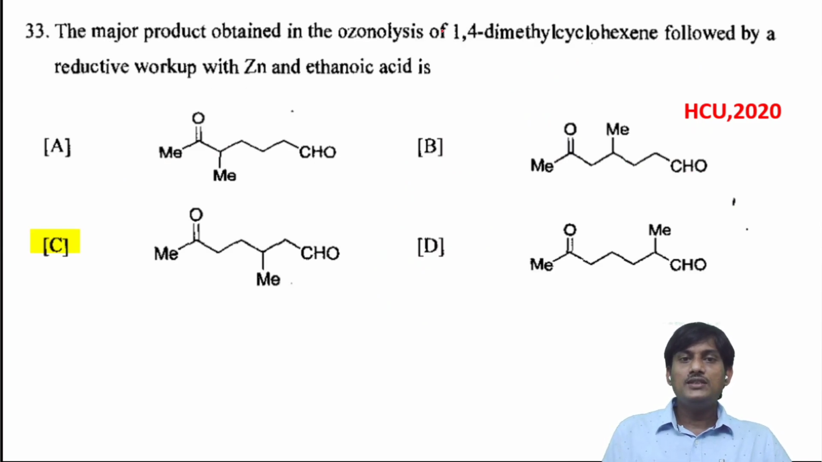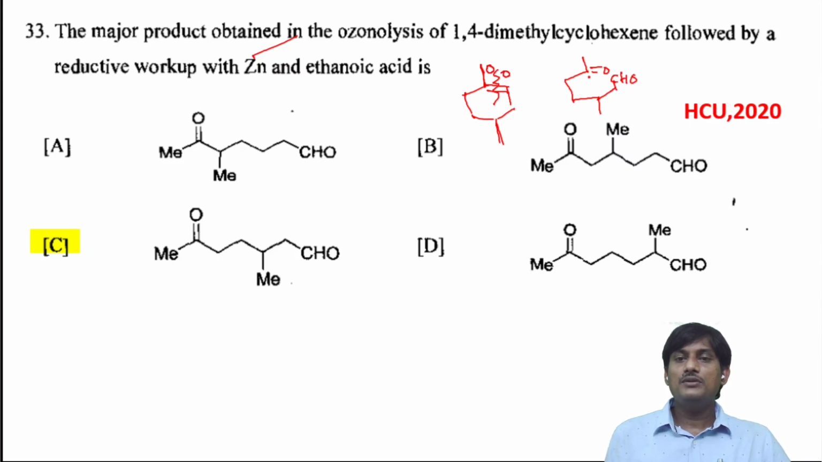The major product obtained in the ozonolysis of 1,4-dimethyl cyclohexene followed by reductive workup, zinc and ethanoic acid. So this is the compound which is given, 1,4-dimethyl cyclohexene. When you perform reductive ozonolysis, simply there is a cleavage of the C double bond C, and there is an insertion of oxygens. So you will get this molecule. And here there is a keto group, and here there is a CHO group.